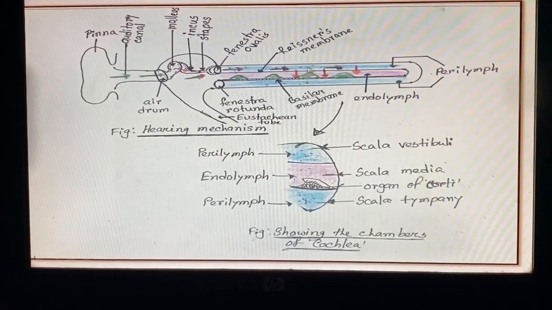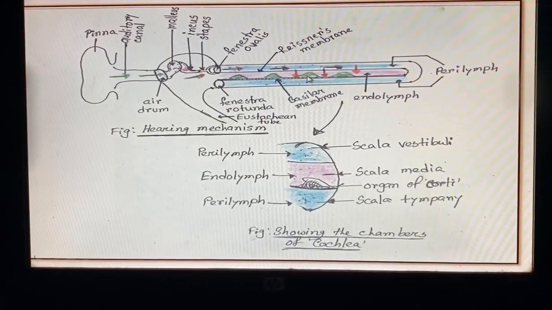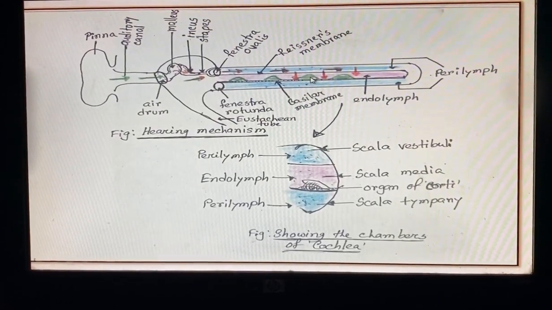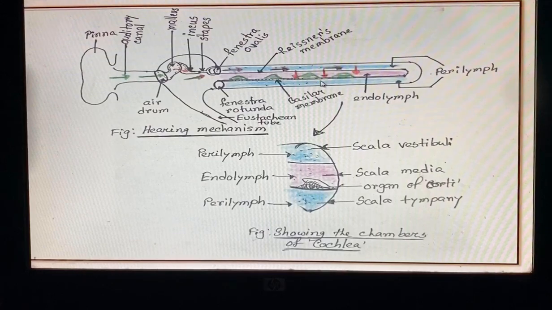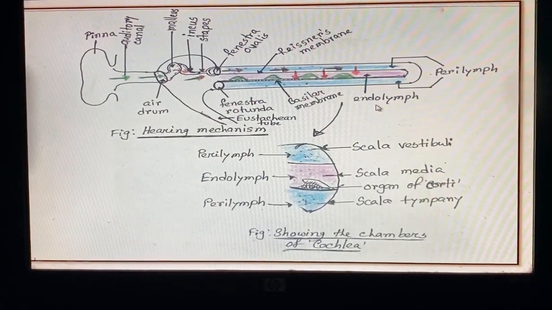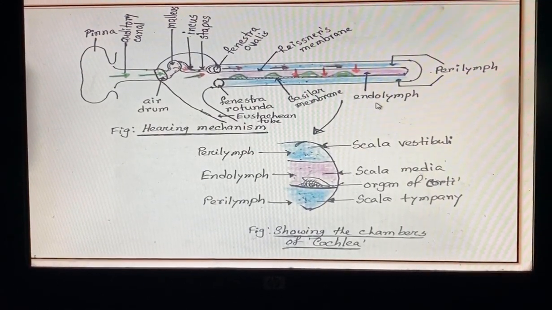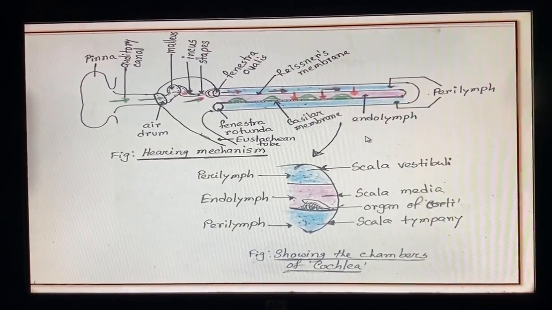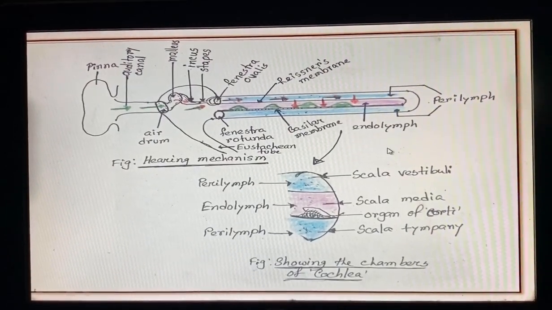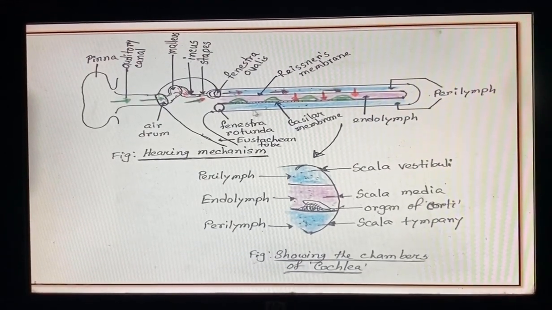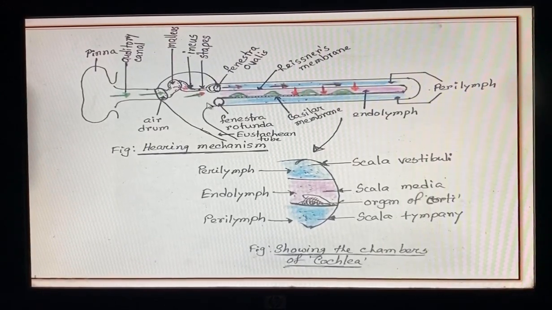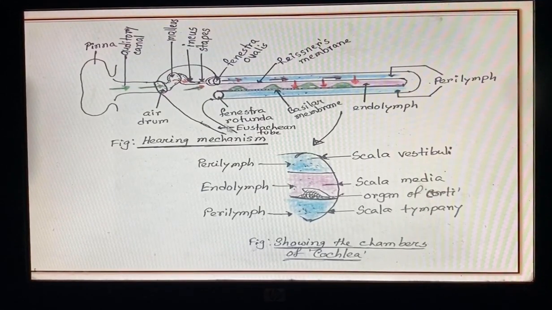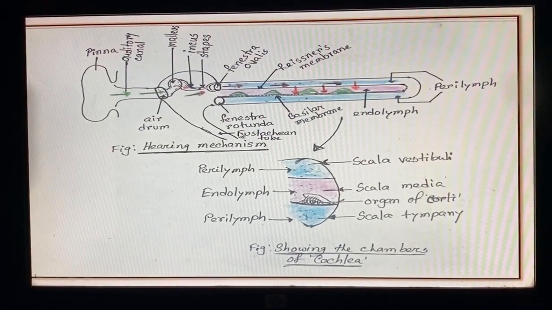And after perceiving all the signals by these units called the organs of Corti, some nerve fibers are connected from here to there. Okay, I'll show you in the next slide. And the brain decides what to understand according to the sound frequency. Okay, and the extra pressure of the sound frequency is absorbed by the liquids towards the eustachian tube.